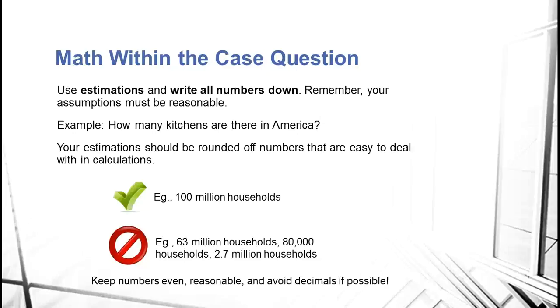But your estimations should be even numbers, reasonable, and don't make it difficult on yourself. Try to do numbers without decimals. So for instance, you're not going to want to throw out 63 million households because that's a pretty clunky number to have to deal with. You also don't want to be using 80,000 when you could do something like 100,000. And 2.7 million, again, has that decimal point. You want to try to avoid decimal points and fractions where possible, especially when you're the one driving the estimation.